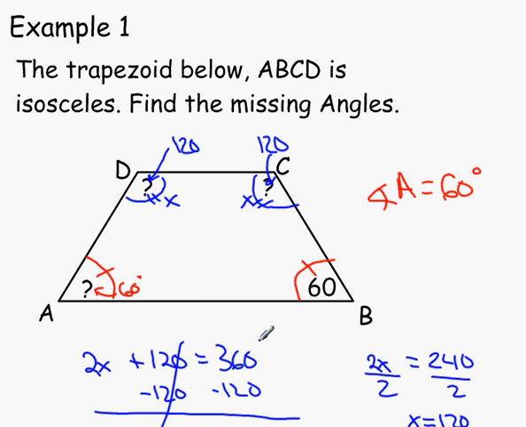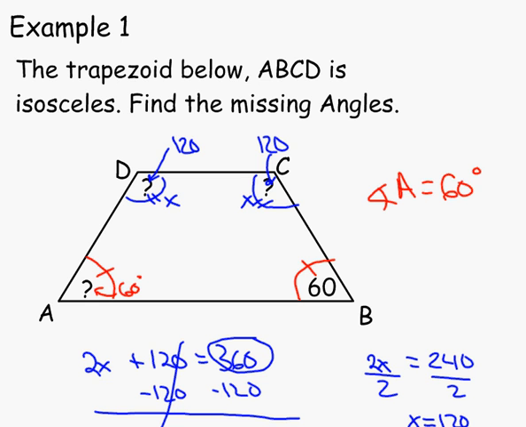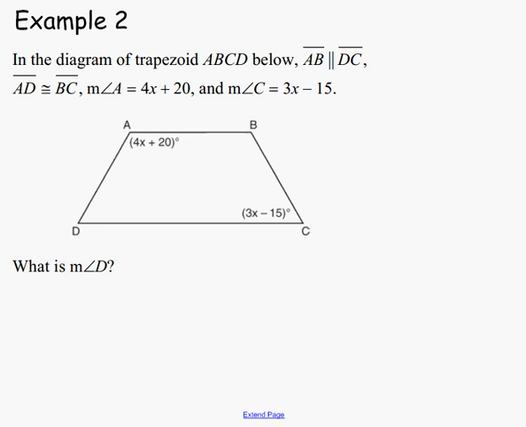And the reason why I set it equal to 360 is, if you recall, our first fact was that the sum of the interior angles of a trapezoid is 360. So that's why I could set it equal to 360. So our final answer is angle A is 60 degrees, angle D is 120 degrees, and angle C is 120 degrees. Let's try another example.